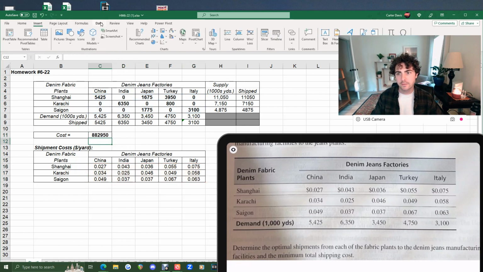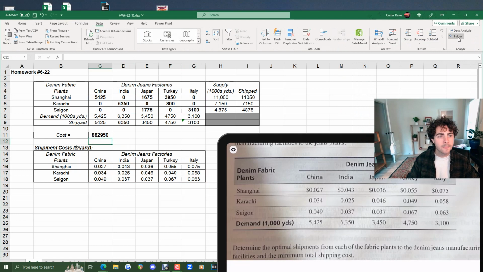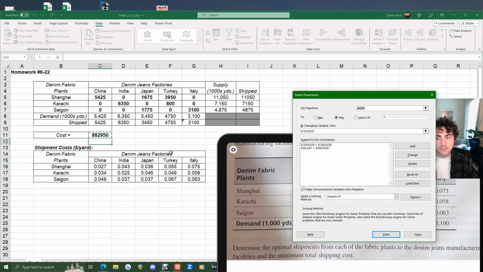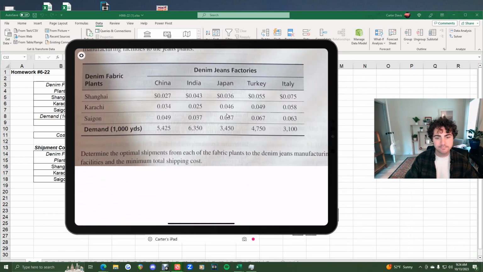I don't think there's anything different once you go into Data Solver, so we might be just about done. So minimizing costs, changing variable cells are the bold ones. We have shipped equal to supply, shipped equal to demand. That's it. Simplex LP, easy peasy.